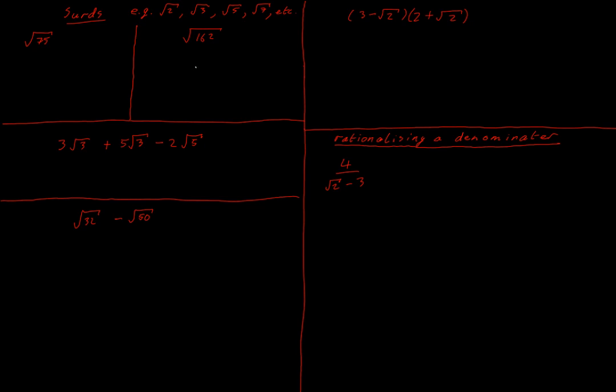Hello. Now, continuing our work in algebra, we're going to be looking at surds today. We've already met surds plenty of times in our time doing maths. They're just where we have square roots of numbers that don't work out nicely. So the square root of 2, the square root of 3, the square root of 5, and so on.